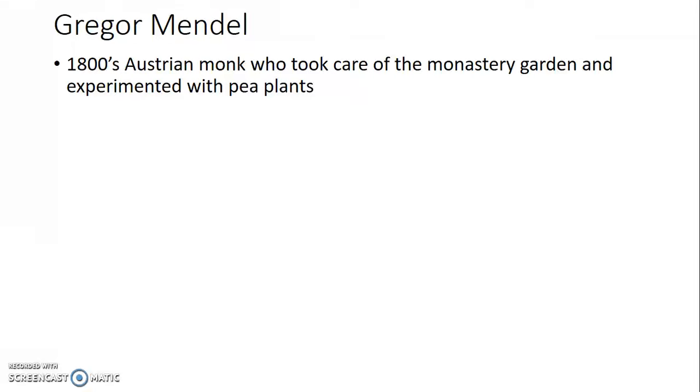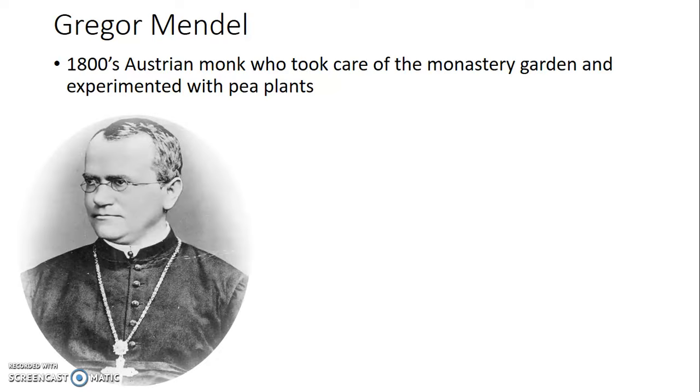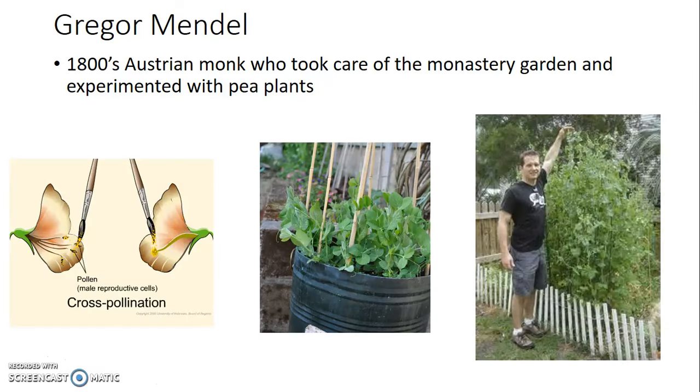He was a monk who lived at a monastery in Austria, and at that monastery, everybody has their own individual jobs, and his job was to take care of the garden. And he was a geneticist. He had experimented with different animals before this point, and he was really interested in understanding the genetics of pea plants. And so in the garden, he grew some pea plants. Here's a picture of him, so Austrian monk there.